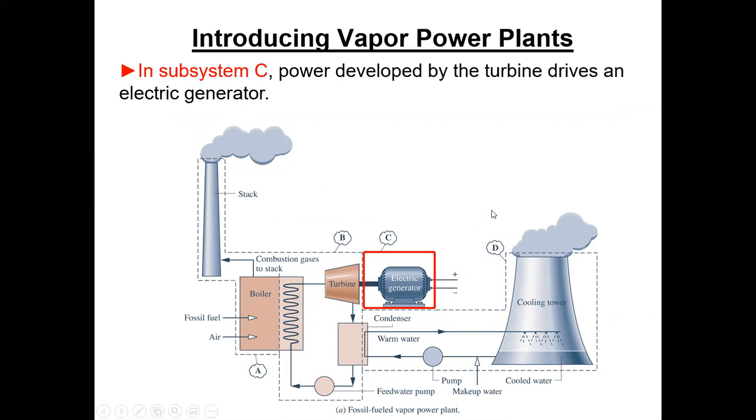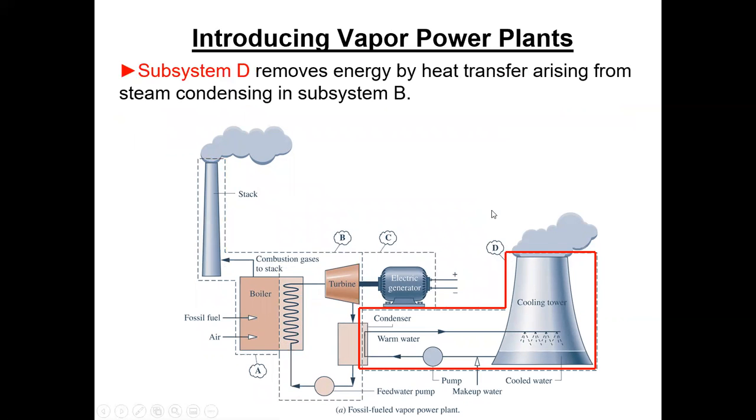C is the power development, the generator that takes the torque from the turbine. And D, we have to condense that steam. We have to condense it because we need to use the same working fluid. I think I've mentioned this in the past, but you just can't pump a vapor.